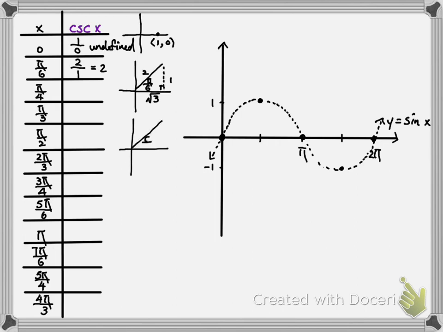Cosecant of pi over 4. The ratio is 1, 1, square root of 2. Therefore, we have hypotenuse square root of 2 over 1, which is square root of 2.